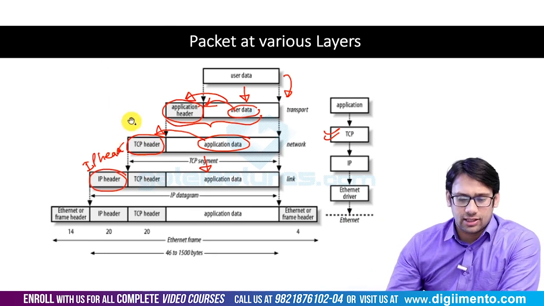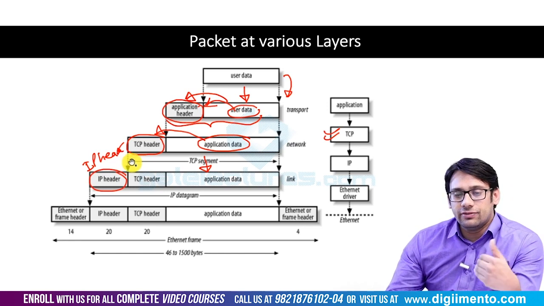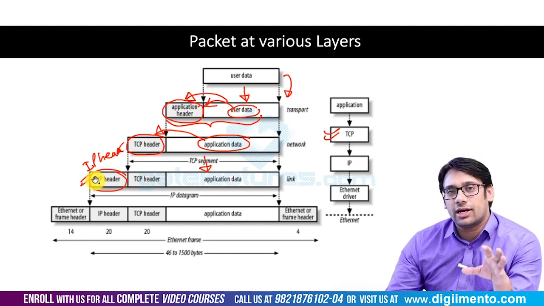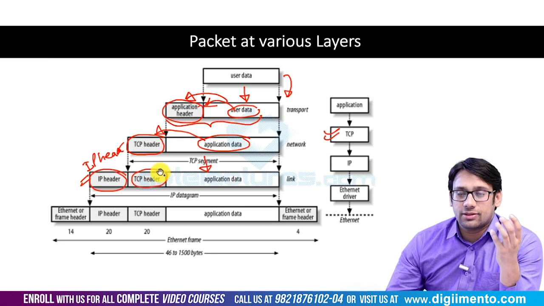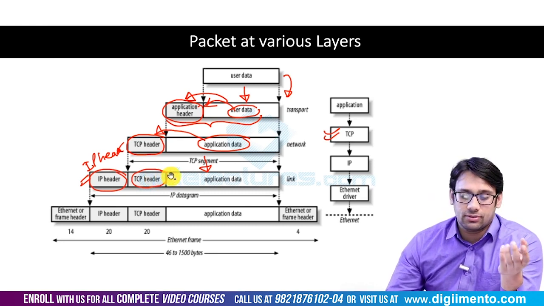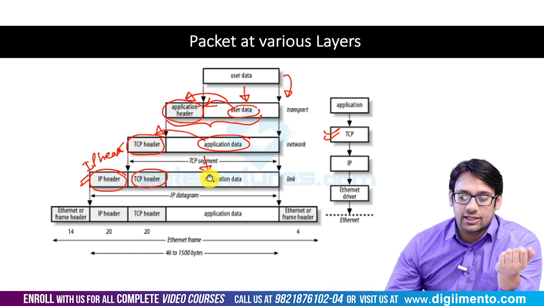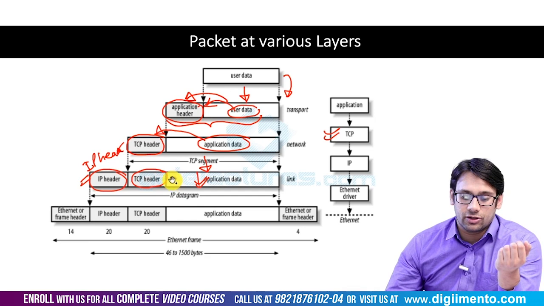Now you can see in this layer, the network layer is going to add its own header because we are using the IP protocol here. Therefore the network layer is going to add an IP header. In the same way, we had a TCP header. So the transport layer adds the TCP header, and then we have the application data that we got from the application layer. We also had the application header.